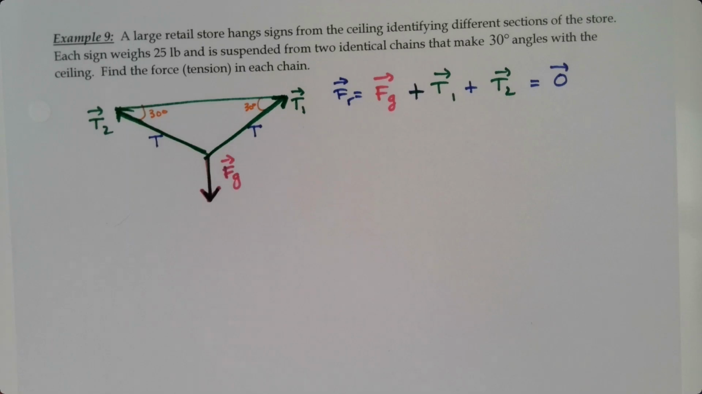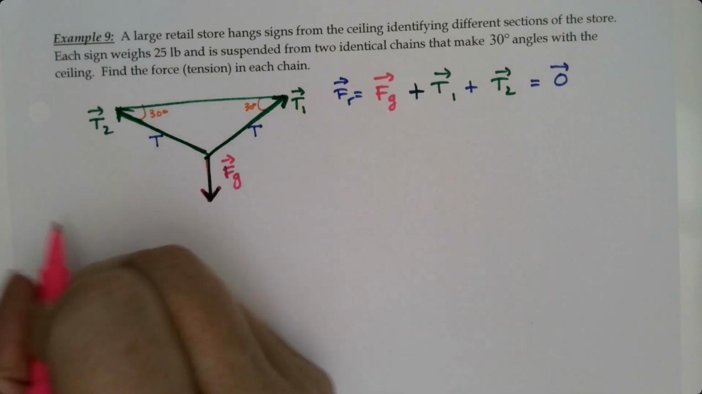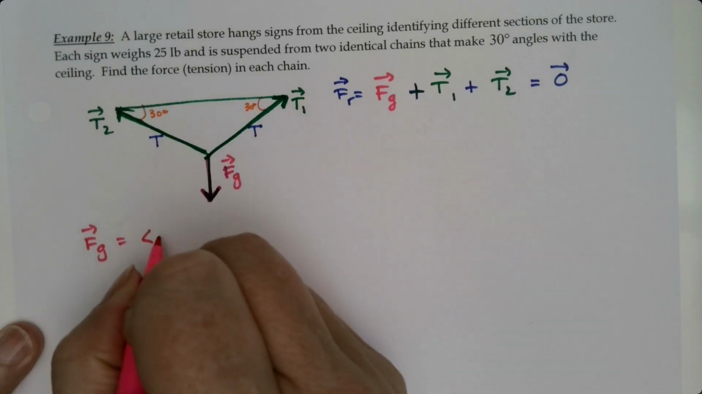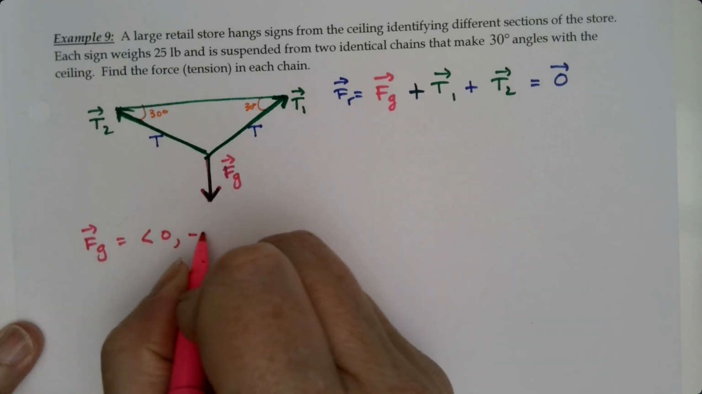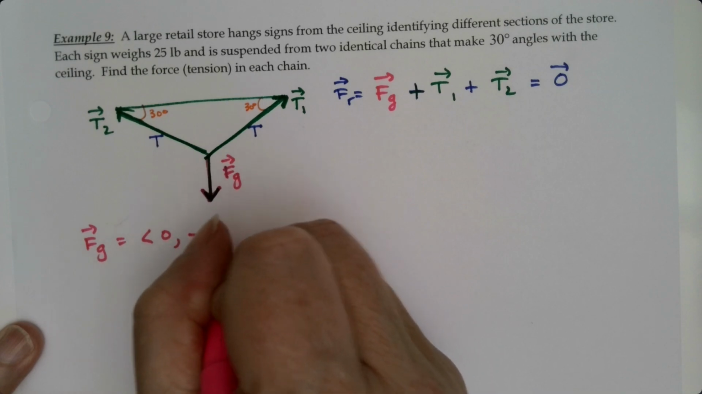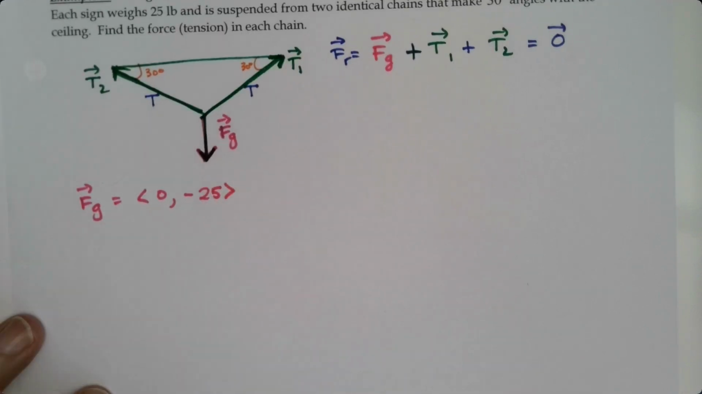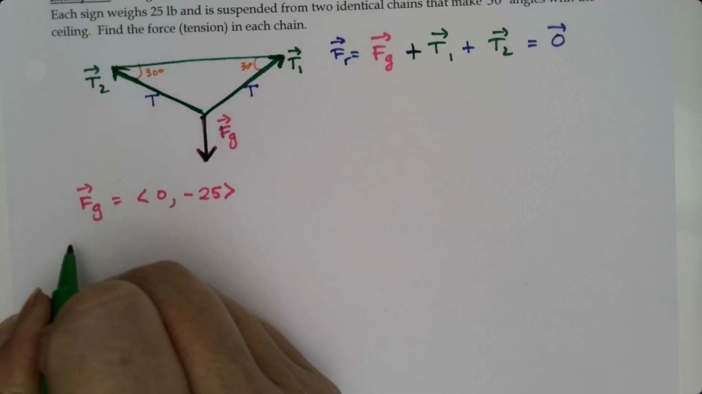Okay, so we know that's the case. We know the force due to gravity. Force due to gravity is actually pretty easy. I'm going to write the forces over here. Force due to gravity is 0, negative 25. Pretty straightforward, because it's pulling it down and only in the downward direction. Okay, so what about these other two vectors? Well, they're a little more complicated.